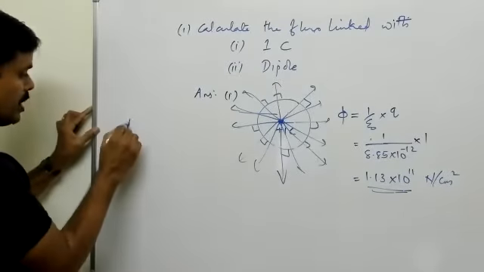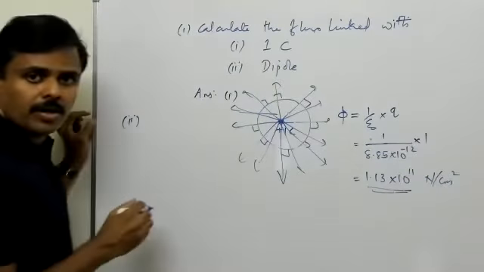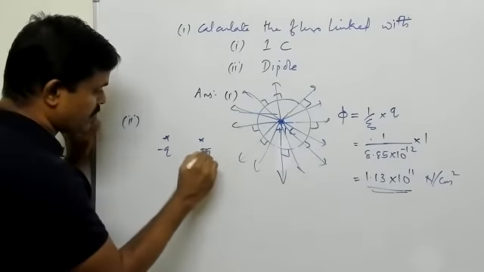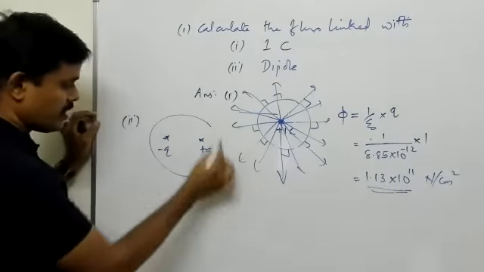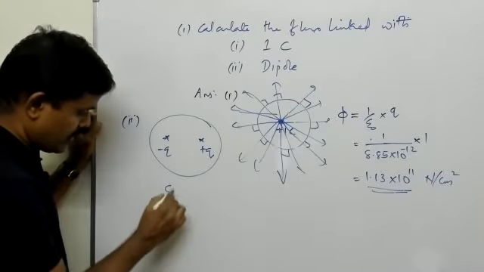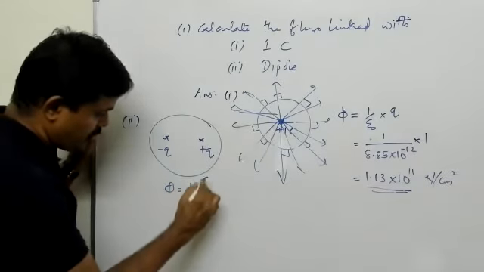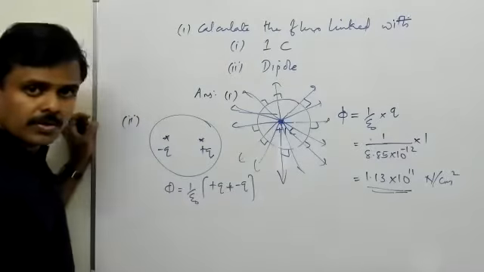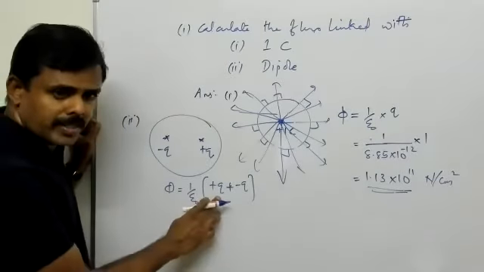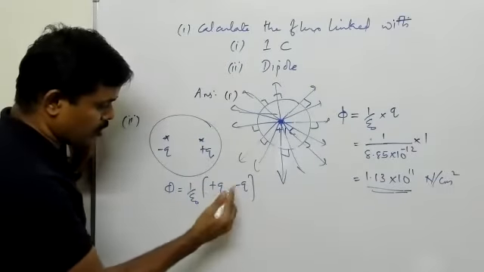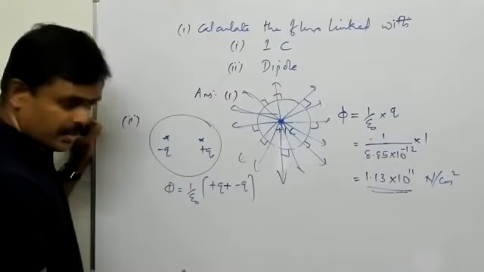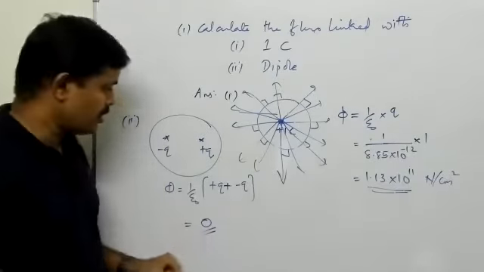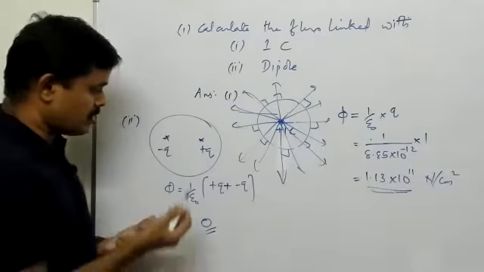Question number 2, part 2. I have to take a dipole. So you enclose the dipole within a system, I mean a Gaussian surface. Apply Gauss theorem. Phi is equal to 1 by epsilon 0 into what is the charge enclosed? 1 by epsilon 0 into plus q plus minus q, because there are 2 charges enclosed. It is what? Answer is 0. 1 by epsilon 0 into 0.